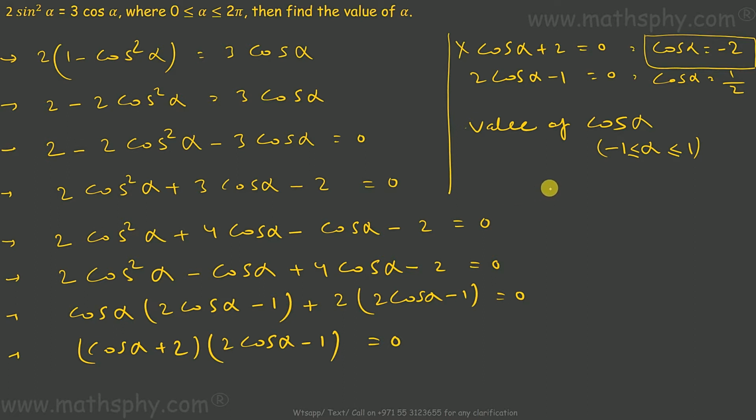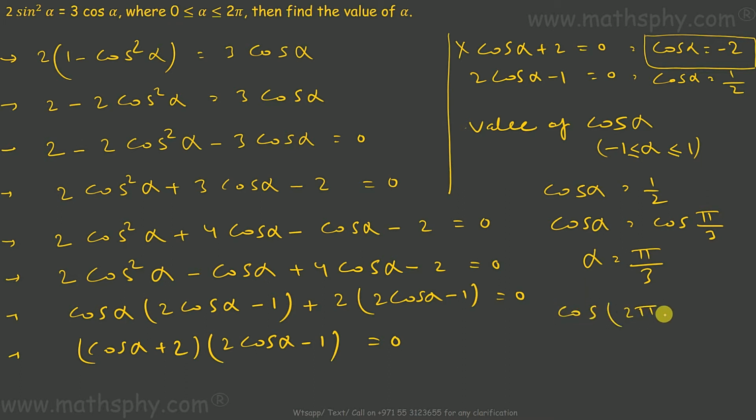So cos alpha equals 1 over 2. I know that the value of cos pi over 3 is equal to 1 over 2. So cos alpha equals cos pi over 3. So alpha will be pi over 3. It says between 2 pi and 0.